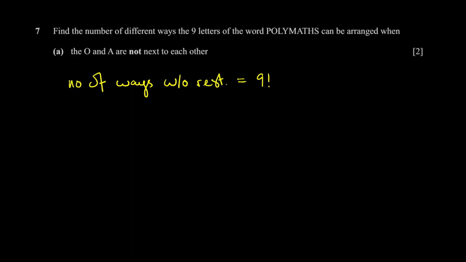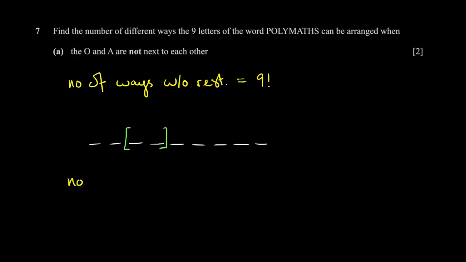And then what's the number of ways if the O and the A are next to each other? Well, let's just think about that. We've got 9 letters. What we're going to do is group up the O and the A, so let's consider them as 1 unit. So how many units do I have to arrange? I've got 8 items to rearrange, but then inside this O and A, the number of ways I can rearrange those is 2 factorial, right? So I can rearrange the O and the A 2 times.